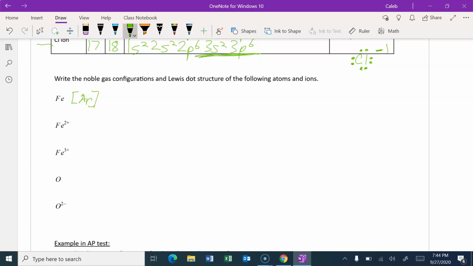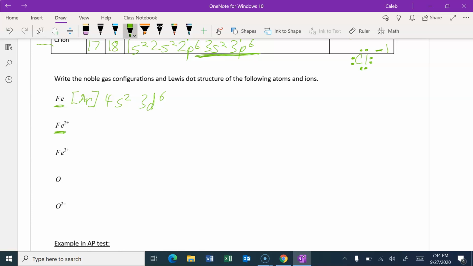Ar, 4s2, 3d6. Well, there's my ground state configuration for the iron atom. You notice I don't have a charge here, so that's the atom. This one has a charge, that's an ion. And because it's a positive charge, I have 2 fewer electrons.